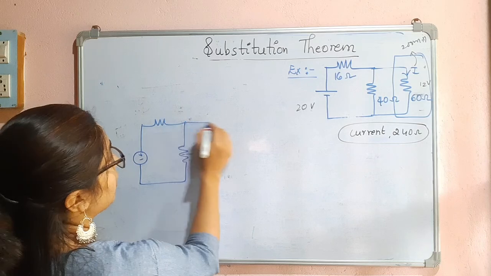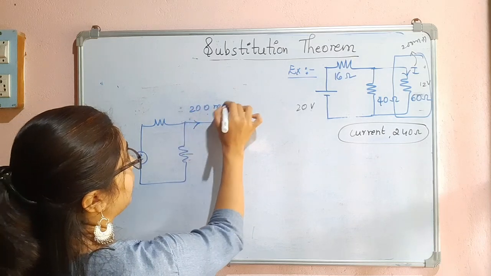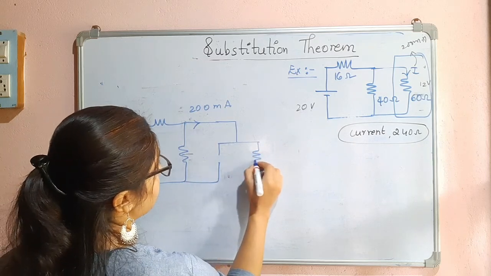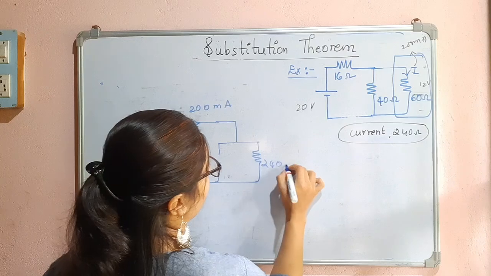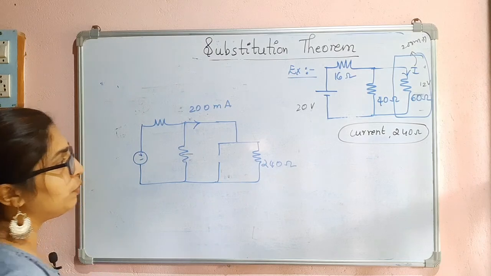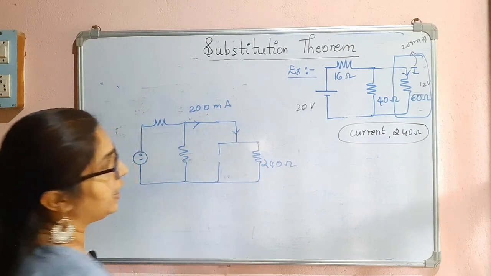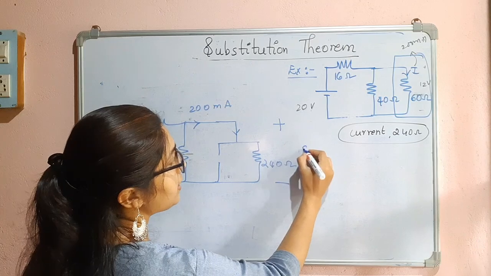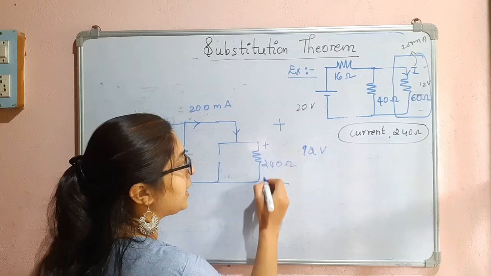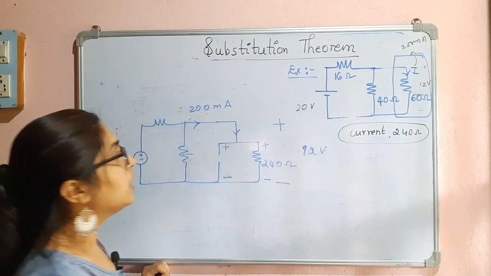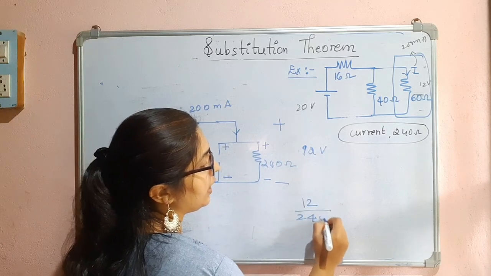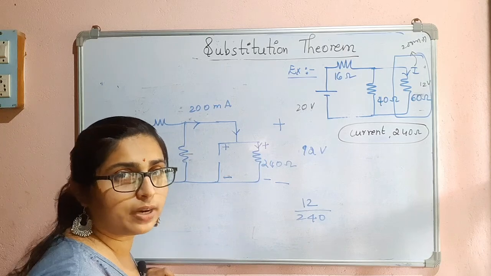Now what did we get to know? This is 200 milliampere, right? So now we have to replace it with a current source and a resistance. We know the value of the resistance, 240 ohm, but we don't know in which direction we should place our current source. That we will find out. So 200 milliampere is entering. We already know the voltage is 12 volts, so the voltage across the current source is also 12 volts. So 12 divided by 240 will be the current through this 240 ohm resistor.